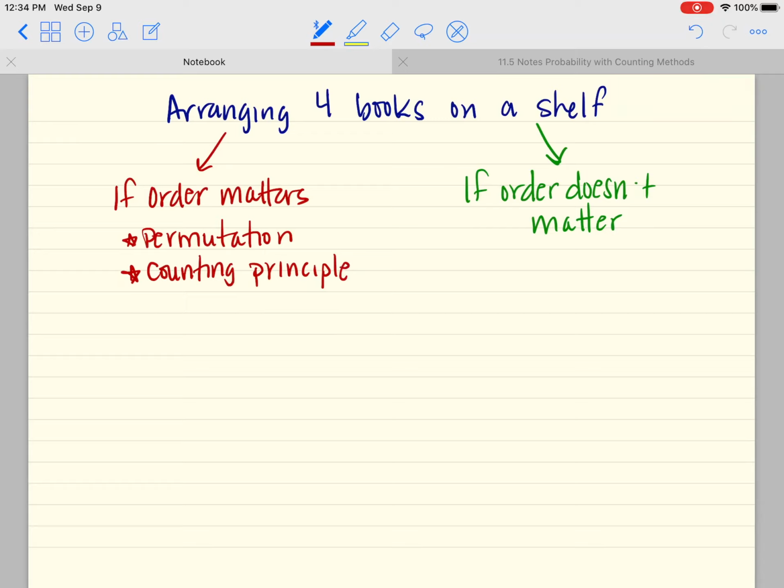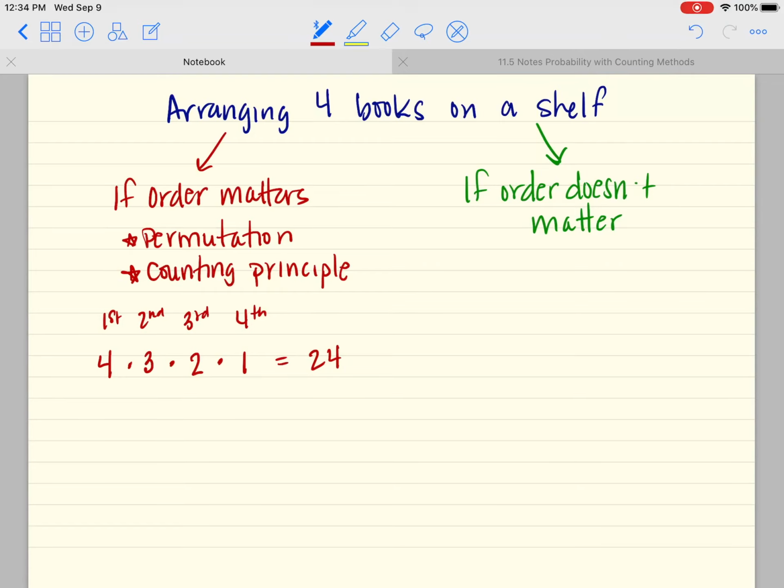If we're going to use the counting principle, we could just say, all right, there are the first spot, second spot, third spot, and 4th spot on the shelf. If we're going to put a book in the very first spot, we haven't placed any books yet, all 4 of the books could go there. Now once I've placed one book there, there's only 3 left to go in the next spot, only 2 left to go in the 3rd spot, and only 1 book left to go in the 4th spot. So according to the counting principle, 4 times 3 is 12, times 2 is 24, times 1 is still 24. There should be 24 different arrangements of books.